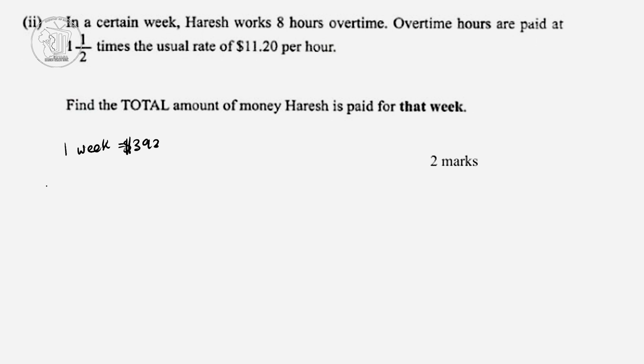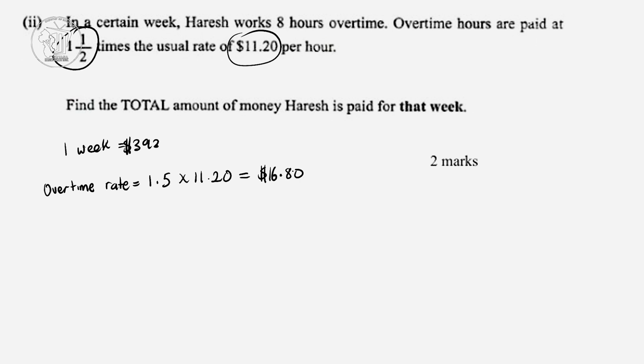But in this week, he earns overtime money. So now we can calculate the overtime. First of all, we need to find the overtime rate. The overtime rate is equal to 1.5 multiplied by 11.20. This will give us $16.80, which is the amount of money he is paid per hour in overtime.